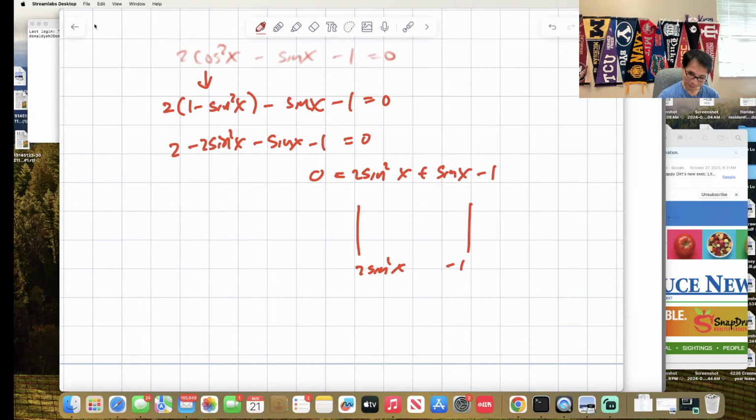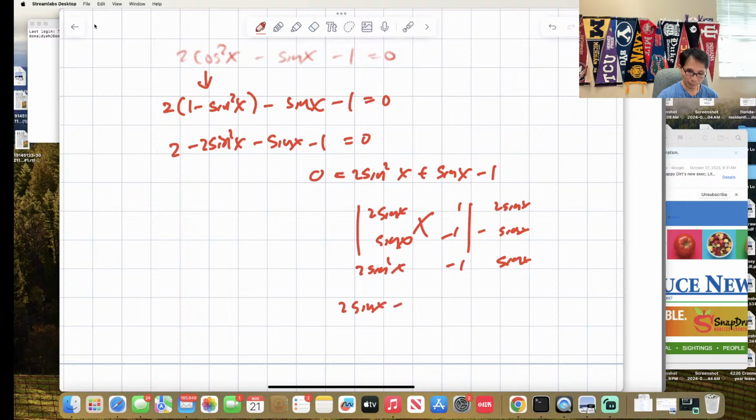So this one is here. And you can show it: it's 2 sine of x, sine of x. And this is negative, so it'll be 2 sine x minus 1 times sine of x plus 1 equal to 0.